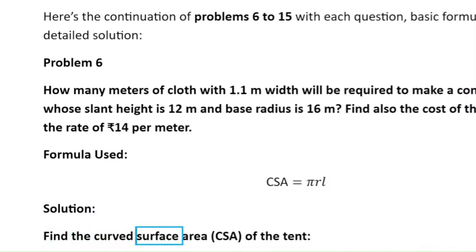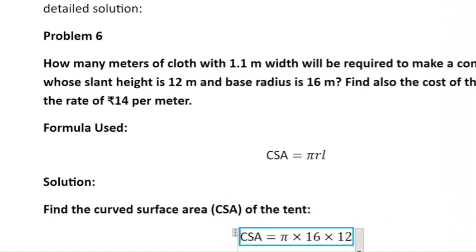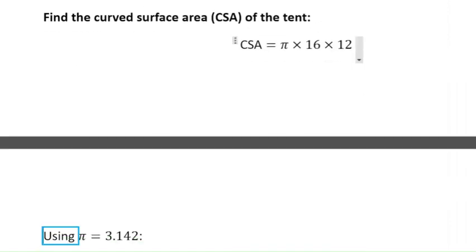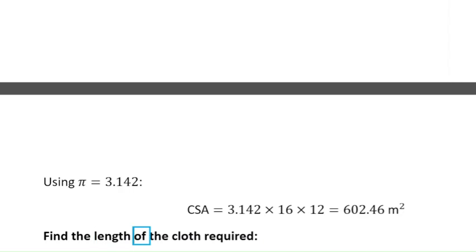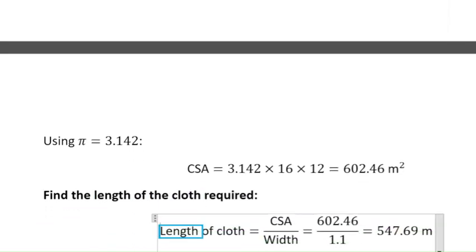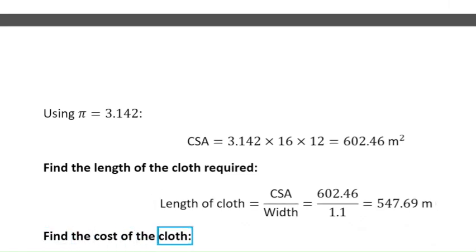Find the curved surface area, CSA, of the tent. CSA equals pi times 16 times 12, using pi equals 3.142. CSA equals 3.142 times 16 times 12 equals 602.46 m squared. Find the length of the cloth required. Length of cloth equals CSA over width equals 602.46 over 1.1 equals 547.69 m.